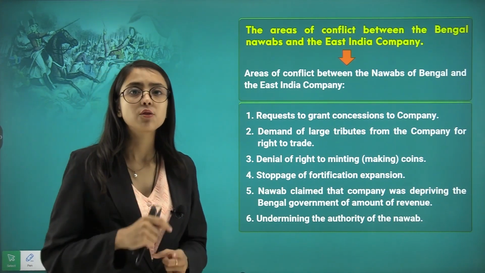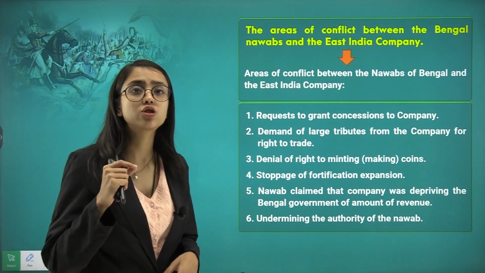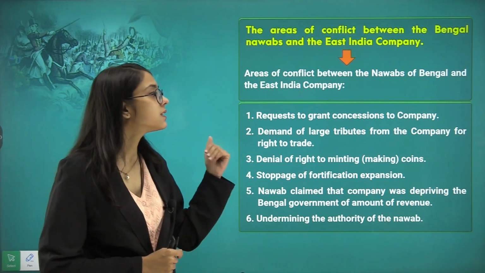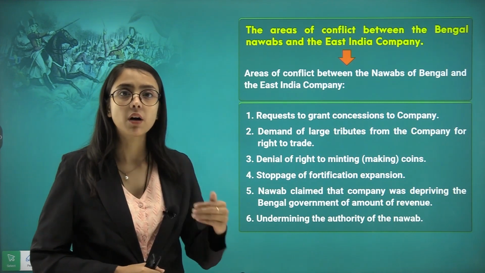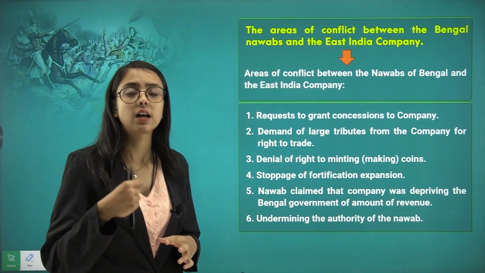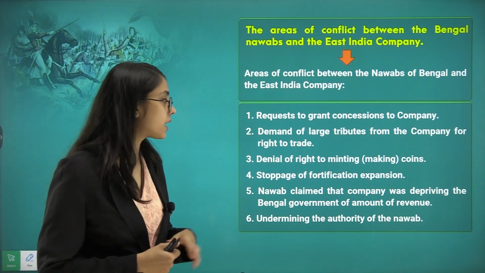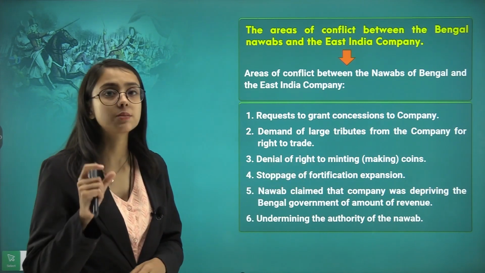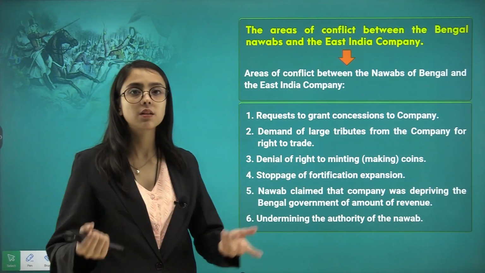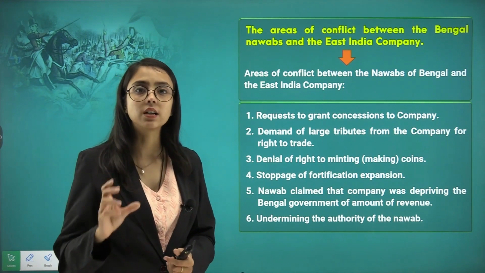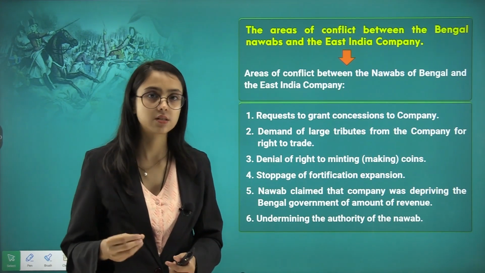Now, apart from that, there was a demand of large tributes from the company for right to trade. The company started to actually demand huge amounts of tributes and taxes in terms of right of trade. Apart from that, there was a denial of right to minting, which is making coins. Of course, it's not like anybody can produce currency. You and I, we cannot produce currency. It has to be under the government, under the ruler, isn't it?